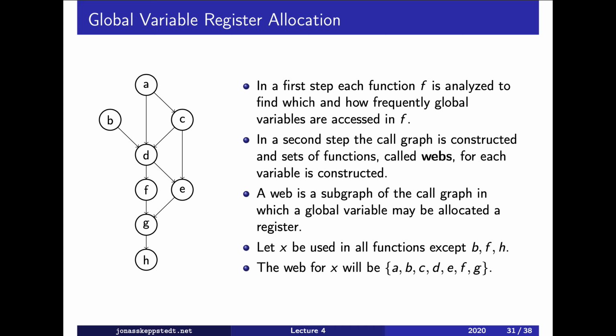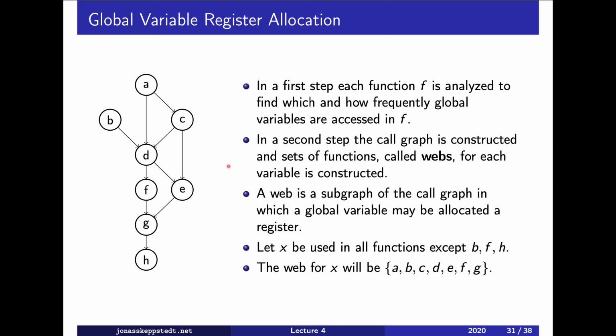Then the so-called webs are constructed. These are, at first approximation, the set of functions in which a global variable is accessed. But actually, the web is slightly larger than that. And also, there can be different webs for the same global variable. How to construct the webs, we don't go into details here, but we will explain the key idea.